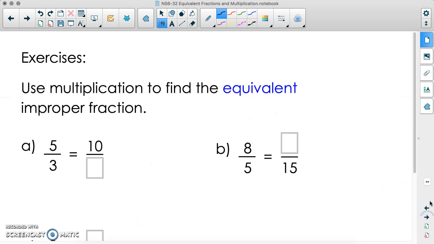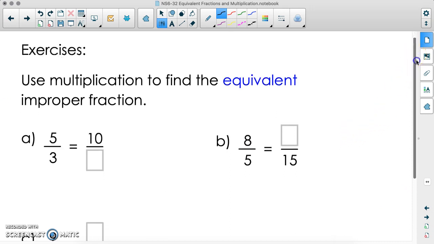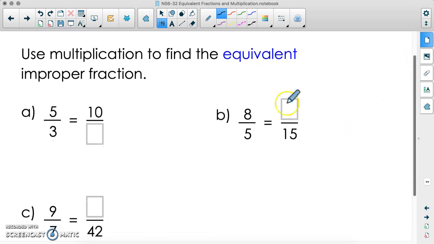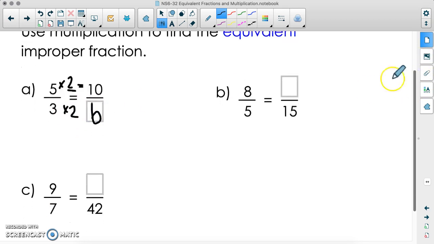So here's some exercises for you to try on your whiteboard with improper fractions. So 5, now you're going to work backwards. 5 times what gave you 10? Obviously 5 times 2 gave you 10, so you have to do the same to the denominator as well. So it's going to be 6. Do B and C on your whiteboard and then resume your screencast.